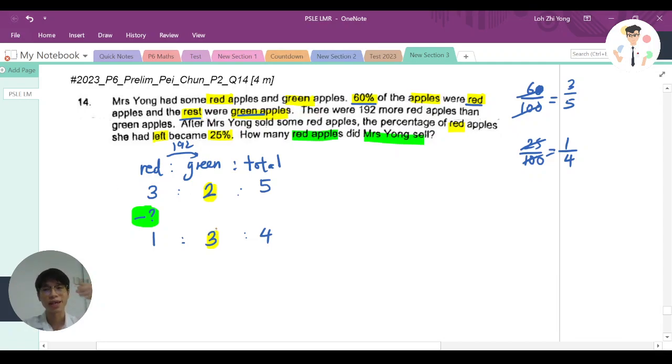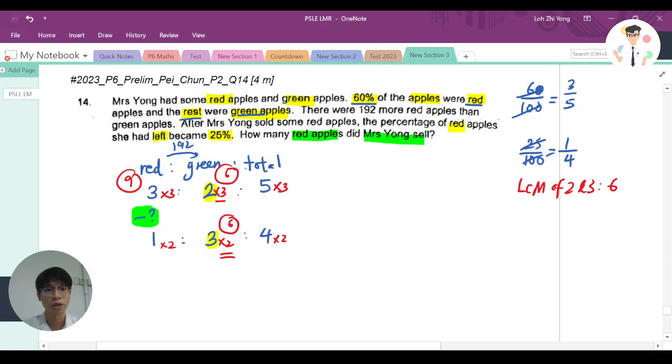So 2 and 3, what is the LCM? LCM of 2 and 3 is 6. Okay, so it means that these 2 and 3 are supposed to be the same. So I times 3 here to make it become 6, and I times 2 here to make it become 6. Why? Because they are supposed to be the same. But if you times 3 here, you need to times 3 to the rest of the numbers in the row. And if you times 2 here, you need to times 2 to the rest of the numbers in the row. So here the new ratio becomes 9 to 6 to 15, 8, 6, here will be 2.